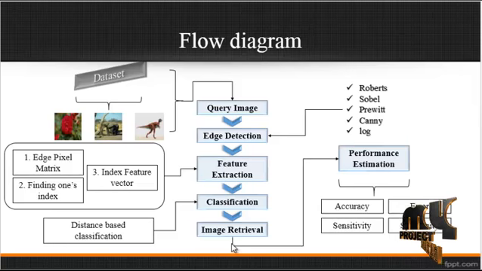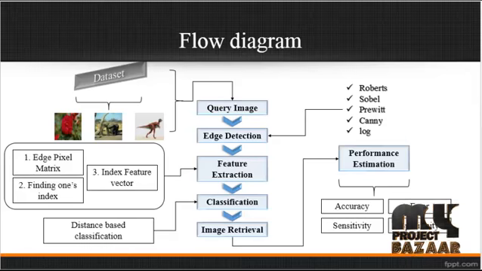After that, the image retrieval is done. In this image retrieval step, the corresponding image, that is the relevant images present in the dataset, are extracted. After the image retrieval, the performance estimation is done by parameters like accuracy, sensitivity, specificity, and error rate. By using these 4 parameters, we can justify our process is efficient.